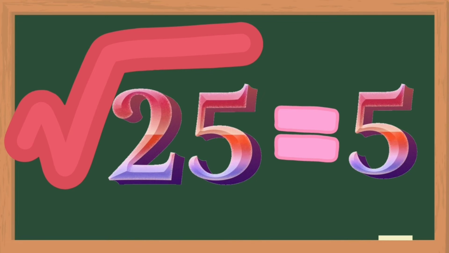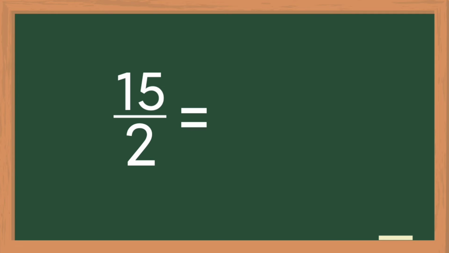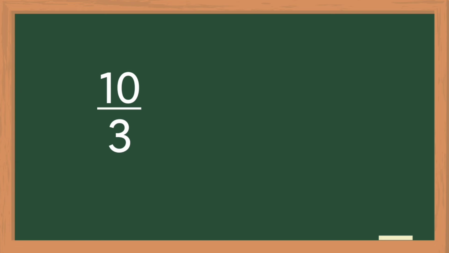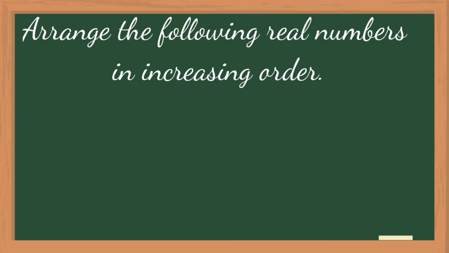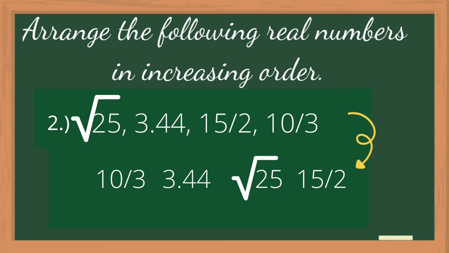Yung dalawang fractions, gawin nating decimals. 15 divided by 2 is 7.5. And then 10 divided by 3 is 3.3 repeating decimals. Let us proceed to arranging them in order from smallest to largest. 3.33, which is equal to 10/3. Then next, we have 3.44, then the square root of 25, which is equal to 5. Then the last is 15/2, which is equal to 7.5.